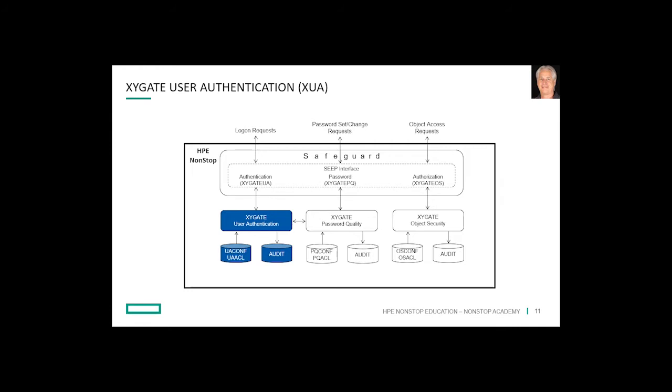This diagram shows the three XYGATE SEEPs with emphasis on XUA. Programs such as Tackle call a guardian procedure to authenticate users. If Safeguard is running and XUA is enabled as the user authentication SEEP, Safeguard forwards the authentication request to XUA. Using user-configured parameters and authentication rules stored in XUA's configuration files, XUA responds with yes, allow the logon, or no, deny the logon, then if configured, audits the result.